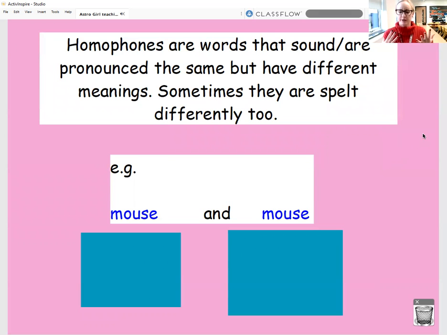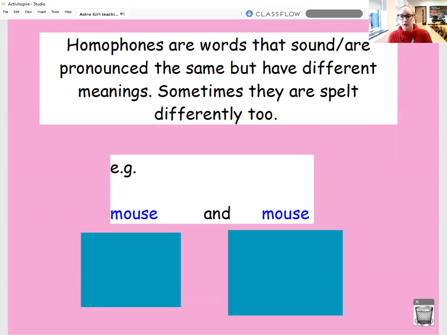Okay, so I'll say that first. Homophones. Your turn. So homophones are words that sound the same, okay, and are pronounced the same, but they have different meanings. And sometimes they can be spelled slightly differently as well, but not all the time. Sometimes they're spelled the same, but sometimes they are spelled differently. So we're going to have a little look at some of the homophones that are used in the story today. So words that have different meanings.